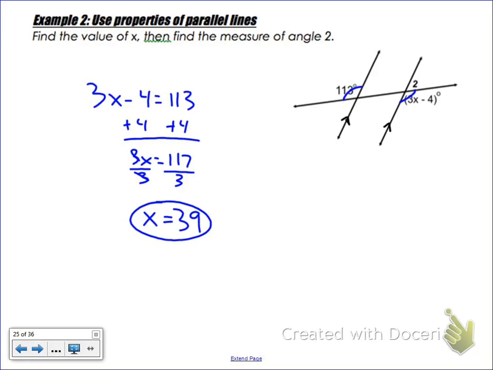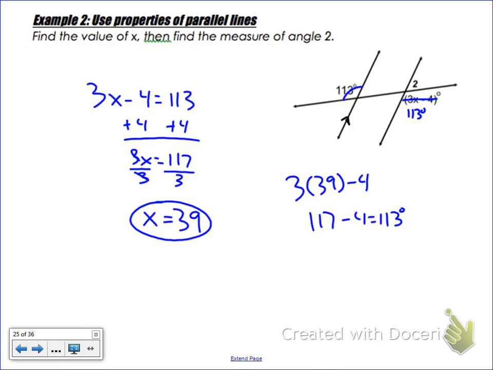Now this is not my final answer. I do want to find the value of x, but I also want to find the measure of angle 2. So what I'm going to do right now is plug x into this equation to figure out what the measure of this angle is right here. So it's 3 times x, which we just said was 39, minus 4. 3 times 39 is going to be 117. Minus 4 is going to be 113, which is what I should have gotten because it should be the exact same measure as the other angle over here. So this is 113.